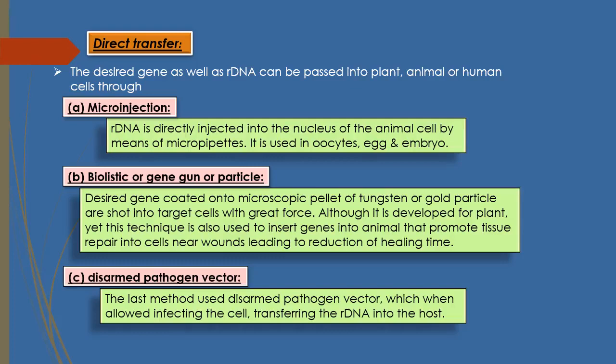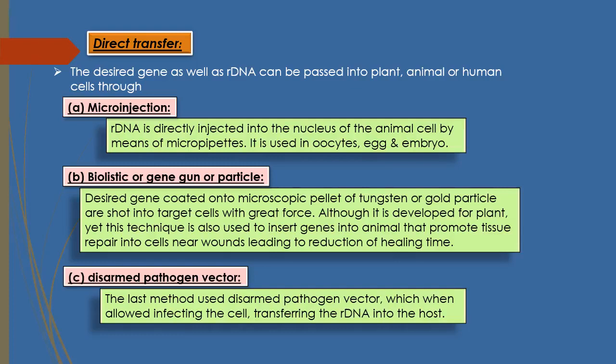Next come to biolistic gun. In this method we have to use a device which possesses a microscopic pellet, and this pellet may be made up of tungsten or gold particle. What we are going to do is that the desired gene or desired DNA will be coated onto the microscopic pellet, and then it will be shot into the target cell. This method is mainly developed for plants, but still it can be used to insert the desired gene into animal cell also. So this is about biolistic gun.